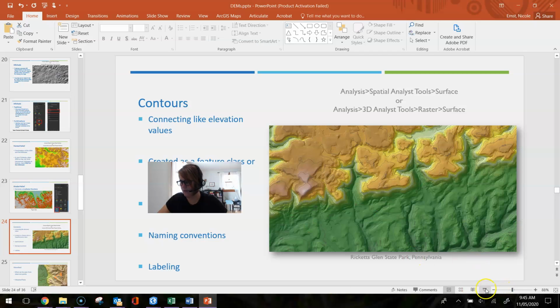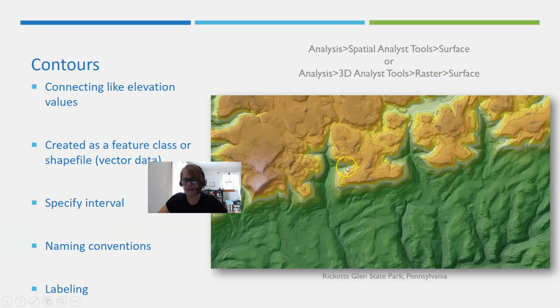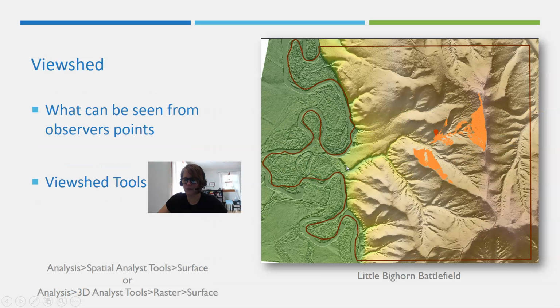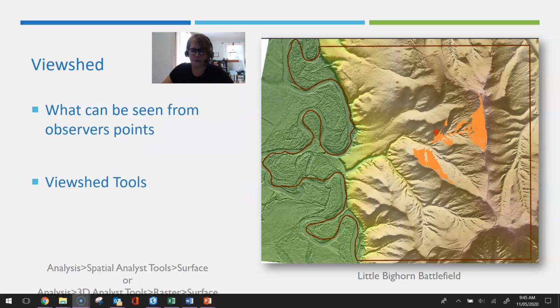So going back again to the PowerPoint, so that's a little bit about contours, and then viewshed. And I'm not really going to go deeply into viewshed here, just because cartographically there's not too much to talk about. This is more an analysis thing, and we cover that in a different class. But viewshed is basically what can be seen from observer points. So this point over here is where Custer was, where his body was found, and so you can see what he was able to see from that position. There were tens of thousands of Native Americans down by the river, and he could not see almost any of that, hence why what happened.